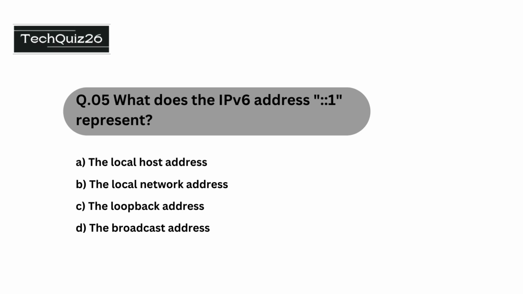Question number 5 is, what does the IPv6 address ::1 represent? The options are the local host address, the local network address, the loopback address, the broadcast address. The correct option is the loopback address.